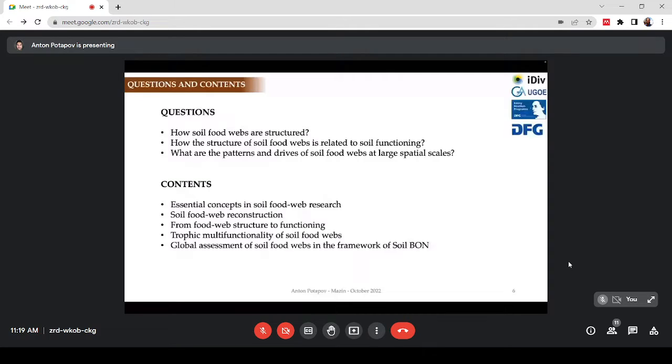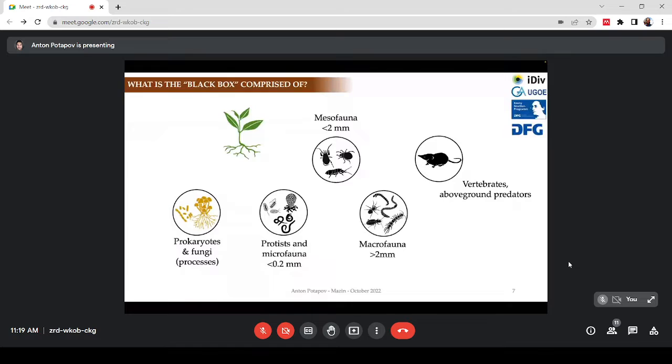So if we look in the soil, we have different kinds of organisms there. There's example of plants and microbes, but also we have different animals there, starting from very small ones to middle and large ones. And this is a very simplified picture, but even if we look in this picture, actually all these groups interact with each other. So this is a very complex system. And to understand how this system functions, we need to understand how these interactions are formed.